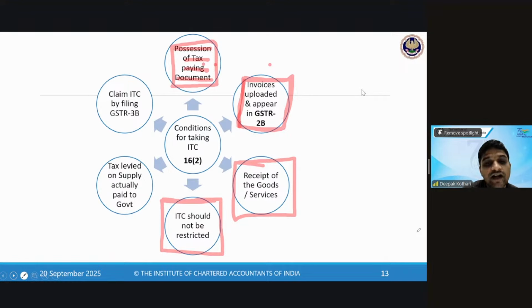What's the condition for arrival? The condition for arrival is this one, receipt of goods. So when you receive the goods, you should prove it by any modes, whether you can prove it by your security pass, or you can prove it by a goods receipt note, which is famously called GRN. Through these documents, when you can prove it, then this condition will be satisfied.